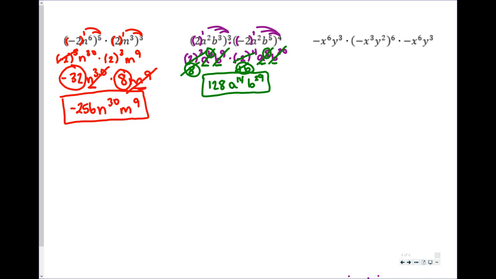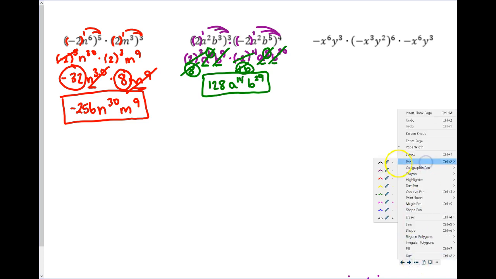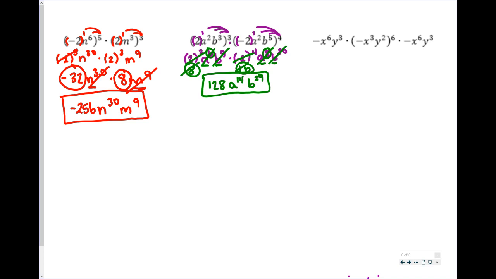Last one here. Got a lot of weird negatives going on. How do we deal with this situation? Well, first of all, write in all your ones. That's a negative 1, that's a negative 1, that's a negative 1. That's just the first thing we got to do, okay? I'm going to deal with what's inside this parentheses first, so I'm going to put the negative 1 in parentheses and invisible exponent of 1 here.